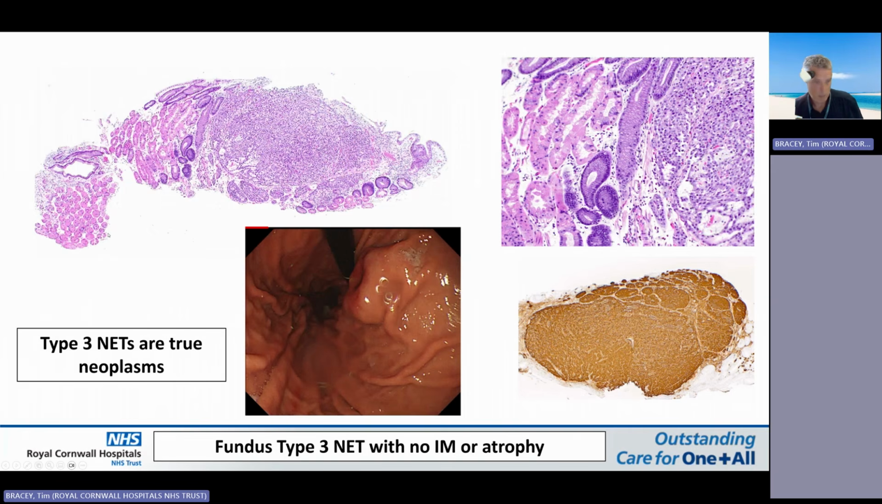So these are true neoplasms, so they're not driven by the atrophy, they're not driven by hypergastrinemia. They have normal gastric pH, and they have normal gastrin levels.